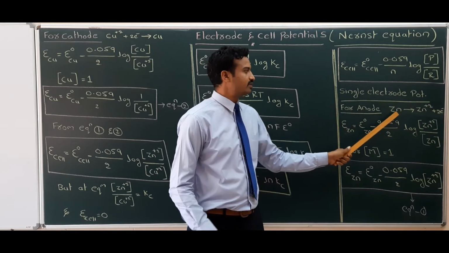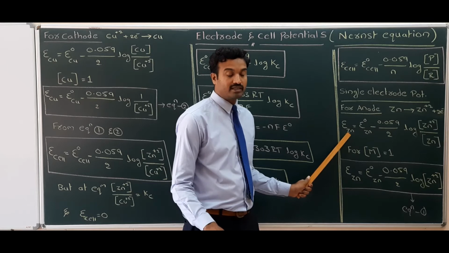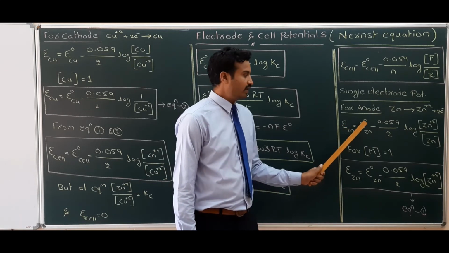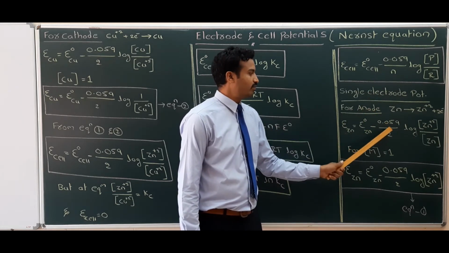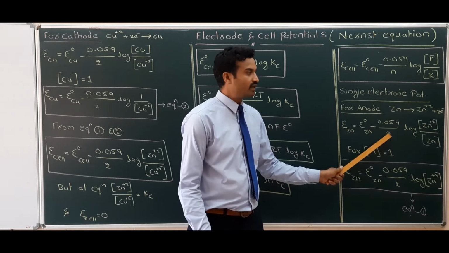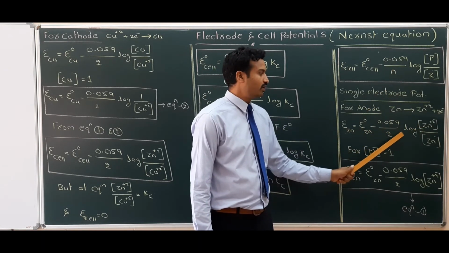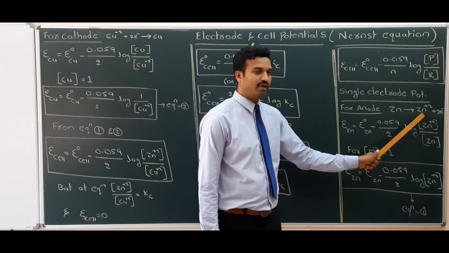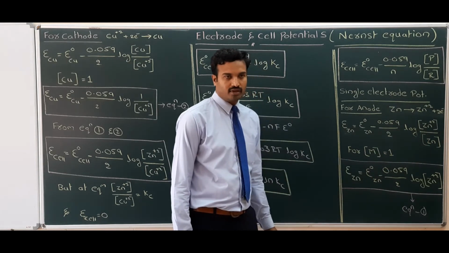Now we are going to discuss zinc. Electrode potential always means a reduction potential. Now E zinc is equal to E naught zinc minus 0.059 by n. The number of changing electrons here is 2. So E zinc equals E naught zinc minus 0.059 by 2 log product concentration by reactant concentration. Product is Zn plus 2, reactant is Zn.